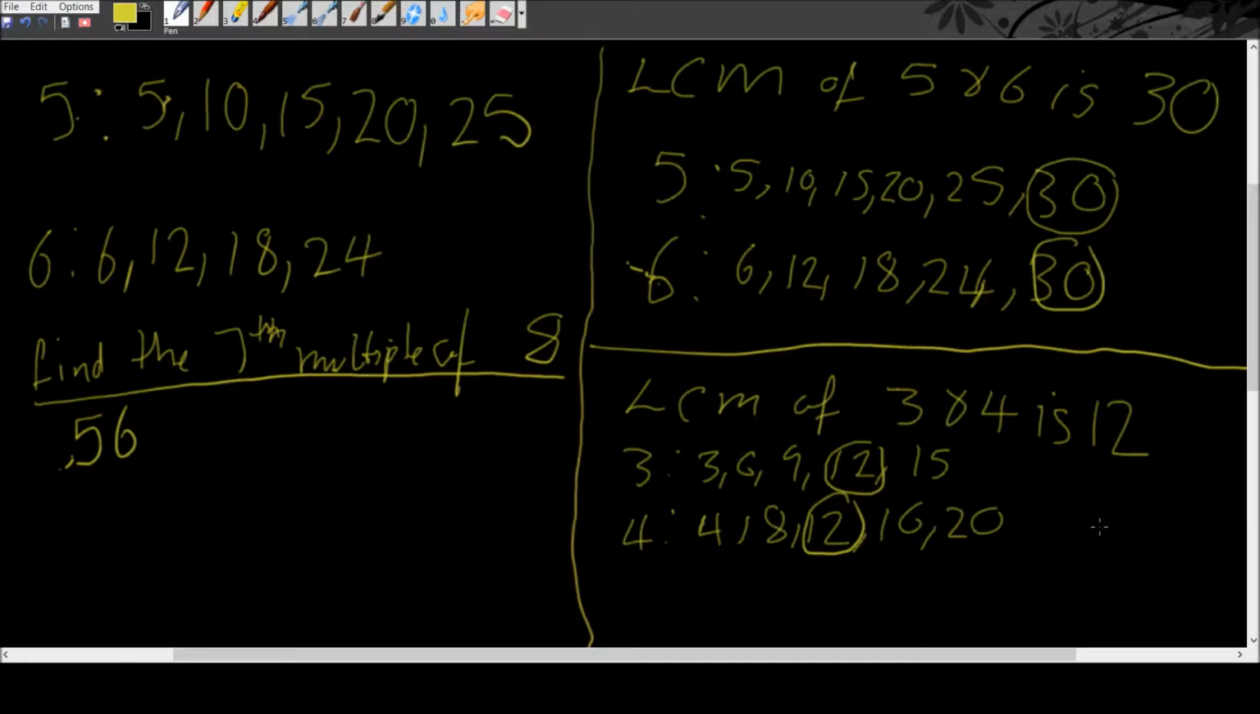Beautiful, guys. So I hope you guys have understood what LCM is now, or lowest common multiple, and also what multiples are in total. Okay, so it's nothing hard. It's just all to do with multiplication.